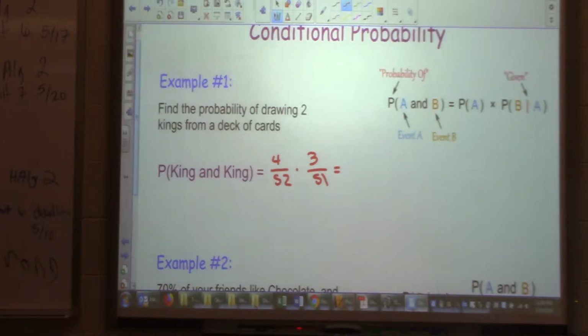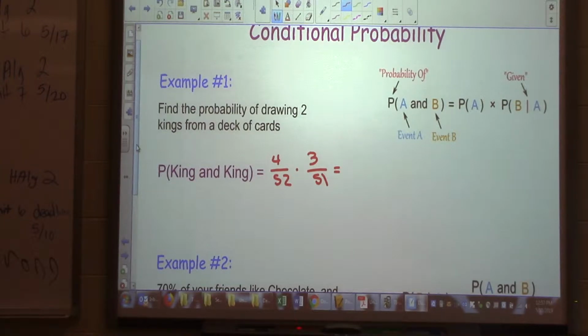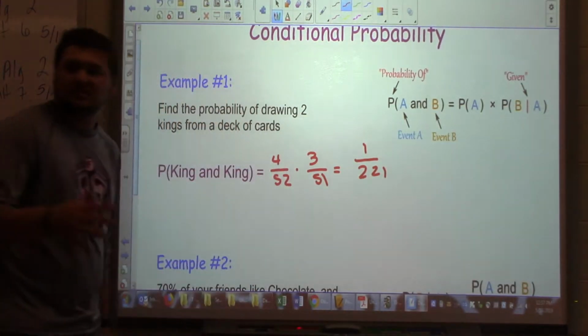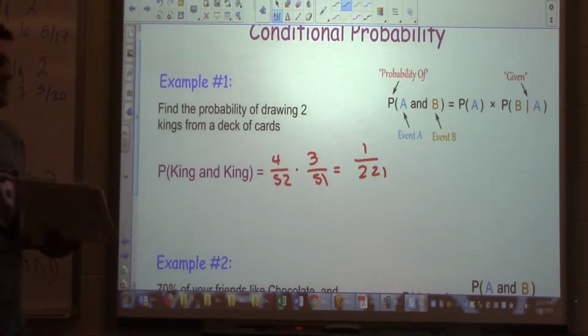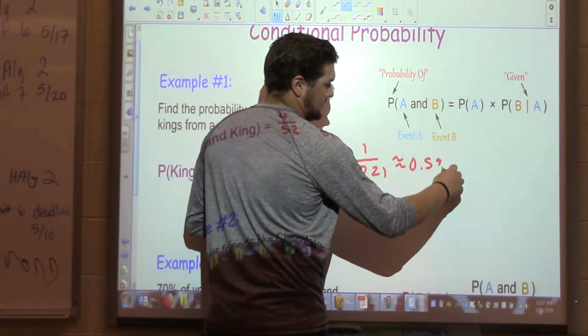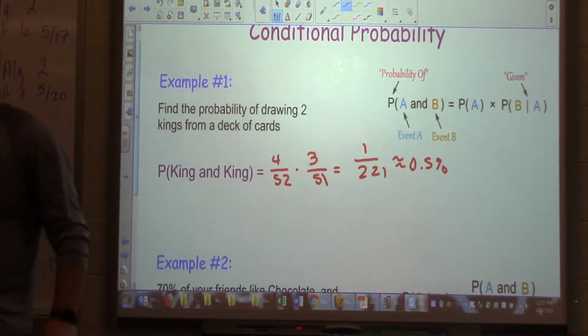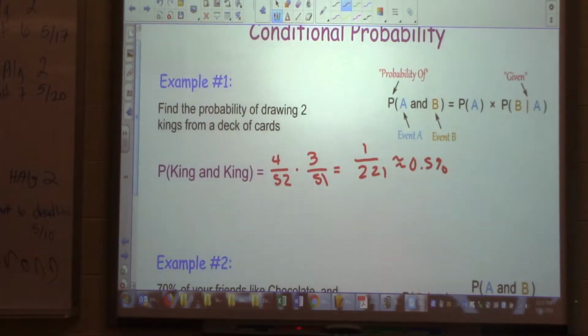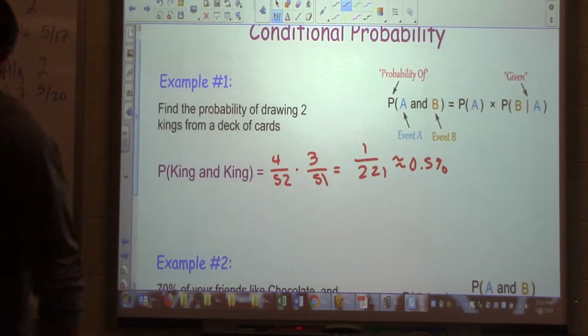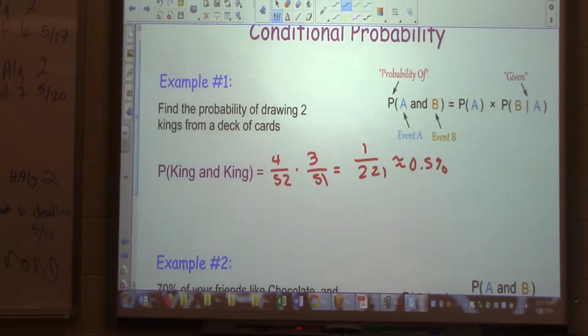What's the probability? Using your calculators, because I know you all have them out. 1 out of 221 when reduced, which comes out to about what percent? Approximately 0.5%, right, 0.45 rounded up. So if you want to write it as a percentage, you can write it as a decimal, or as a percentage, or a fraction reduced. So that's a non-conditional problem.